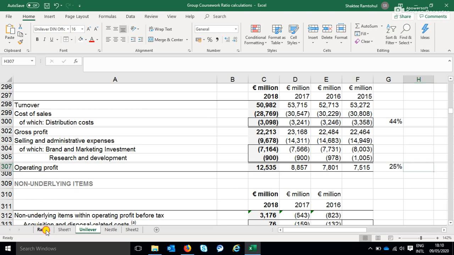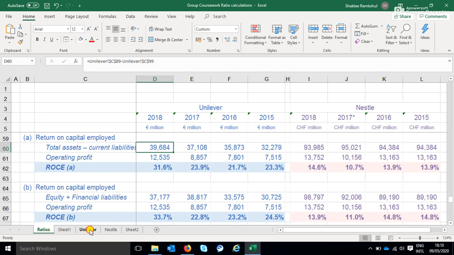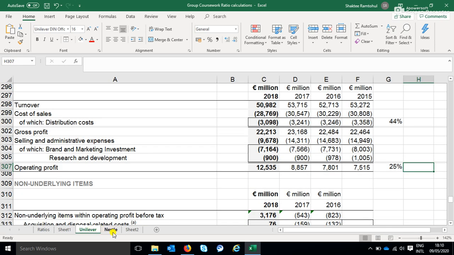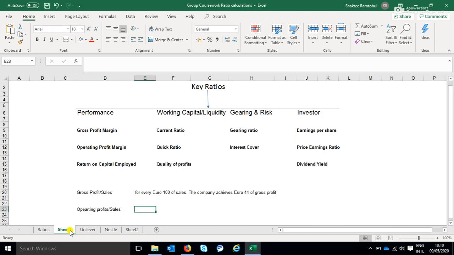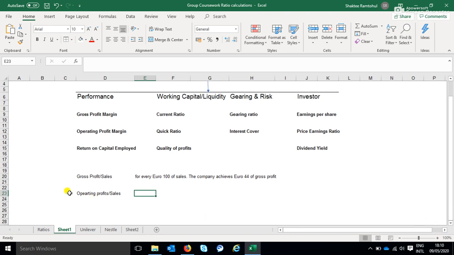The final ratio in performance is the return on capital employed. What exactly is the return on capital employed? There are only two ways of financing a business: either equity or debt. When we're talking about debt here, we're talking about long-term funds, so non-current liabilities. Those are the two ways that you actually finance a business.